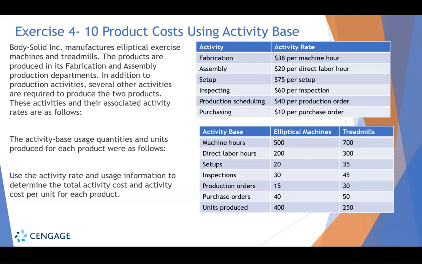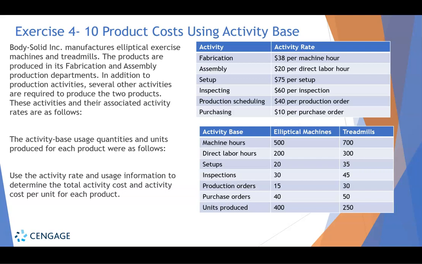Body Solid Inc. manufactures elliptical exercise machines and treadmills. The products are produced in its fabrication and assembly production departments. In addition to production activities, several other activities are required to produce the two products. These activities and their associated activity rates are shown here. So we see the fabrication we show $38 per machine hour, where assembly is $20 per direct labor hour. We have our setups of $75 a setup, inspections $60, production scheduling $40, and purchasing would be $10 per purchase order.